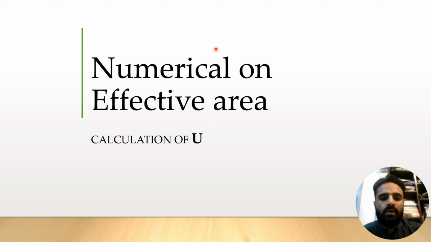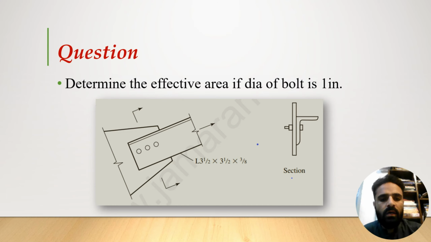In this lecture, we are only focusing on how to solve numericals on effective area. Here is a question: determine the effective area if the diameter of the bolt is 1 inch. Remember this. Here 3 bolts are used. This is a gusset plate, and this leg angle section is connected through 3 bolts. It is not a welded connection. From this we will know the connection type. This is a bolted connection.